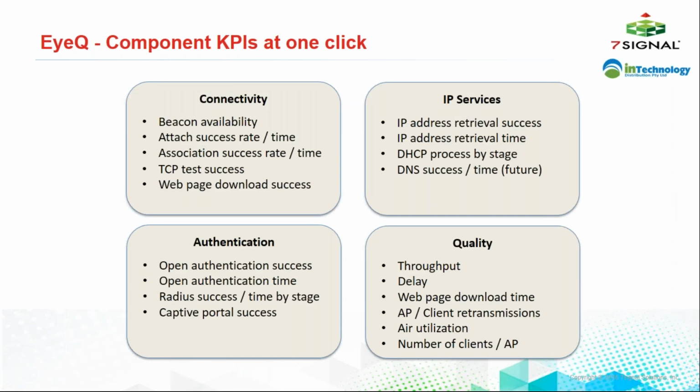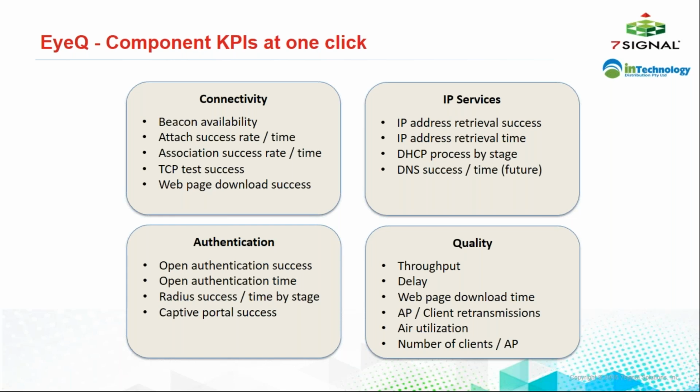This is a snapshot of some of the KPIs that are built into 7Signal's IQ. You can see those 4 macro KPIs are right here. And then underneath each one of those macro KPIs, you see the detail. So for connectivity, we're measuring, are we getting beacons? Are we attaching? Are we associating? You can see all of the things right here. Like I said, in IP services, the DHCP process, stage by stage.